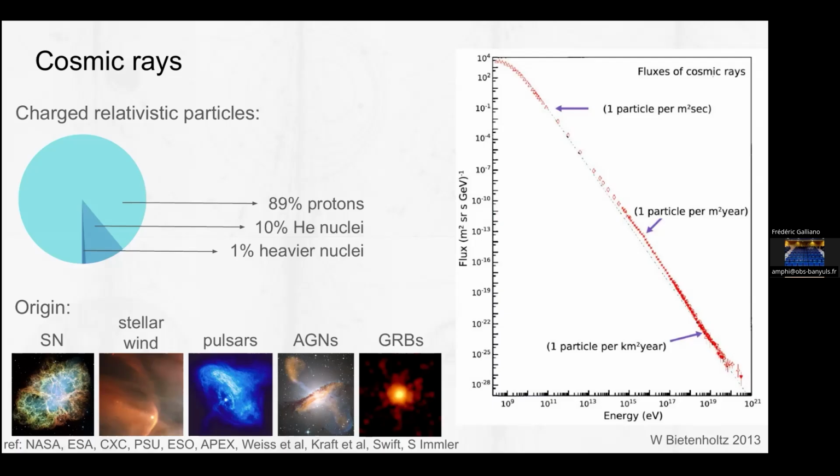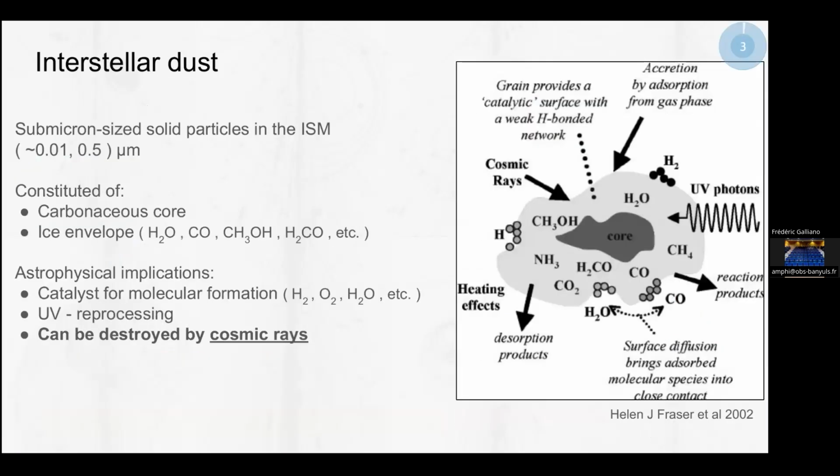So now, what are interstellar dust grains? These are basically solid particles, with sizes between 0.01 and 0.5 microns. They're constituted of a carbonaceous core, and at least in the dense phase, they're coated by an icy envelope. In our project, we just focus on the core, so there is no ice mantle or envelope.